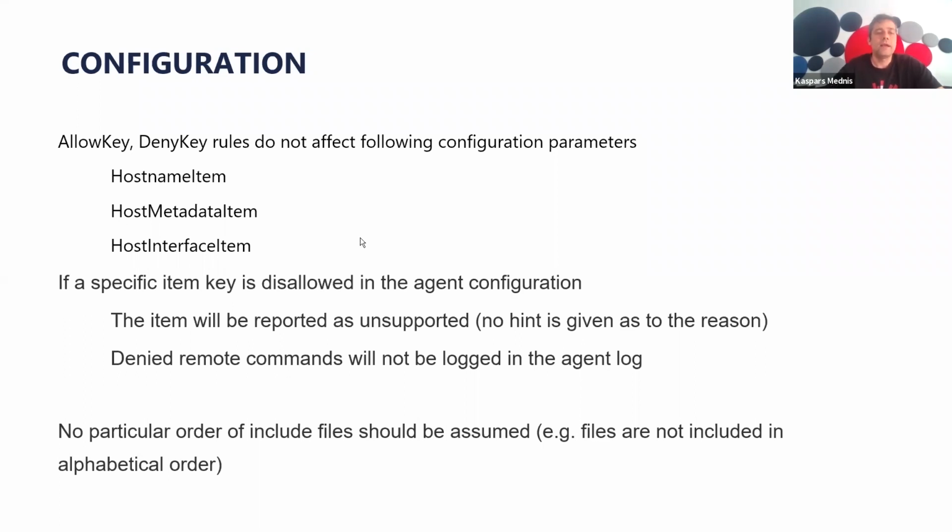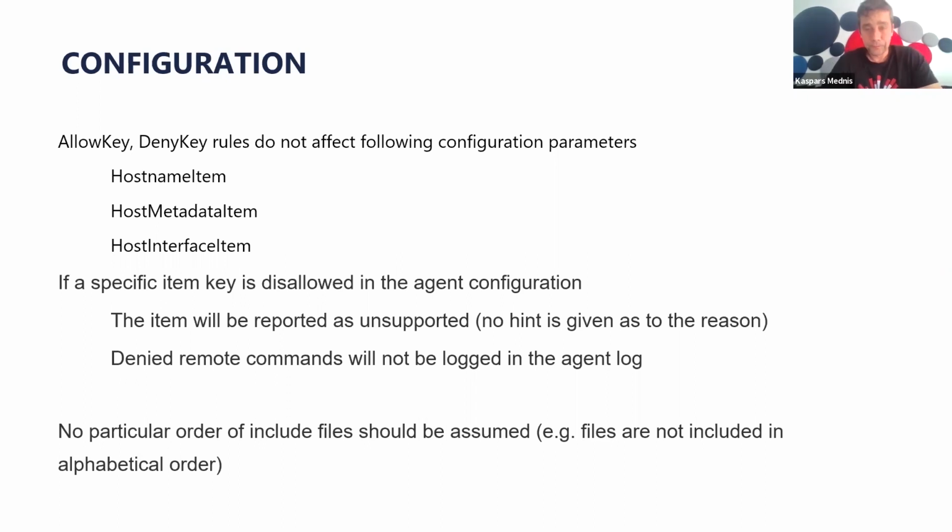Next, if a specific key is disallowed or denied, the item will just be reported as unsupported, without any hints. It will be unsupported just like any other unsupported item with an invalid key or whatever. This is for security reasons, so an intruder will never know which cases are not supported or which are denied. It will not give any clues, and denied remote commands will not be logged. If some commands are denied, you will not see them in the agent log file.